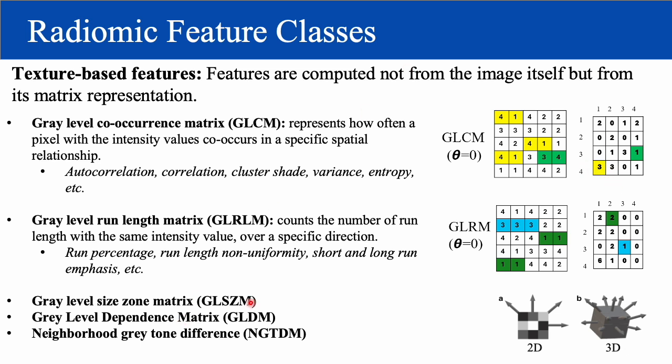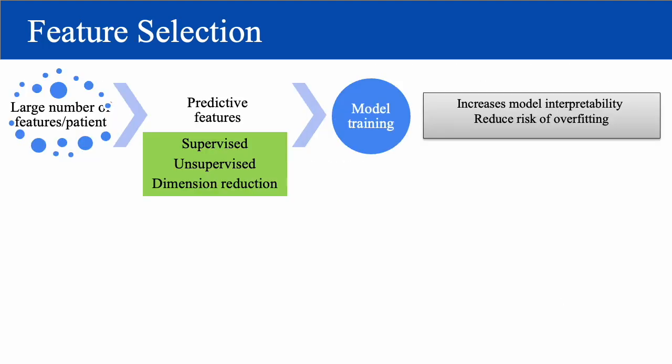GLRLM counts the number of run lengths within the same intensity values over a specific direction. In this image, we have 3 pixels connected at theta equals 0 direction. So our run length equals 1 for this combination. We calculated these for the 2D case, but in radiomics, it is calculated also in 3D. And we have 3 more groups like gray level size zone matrix, GLSZM, gray level dependence matrix, GLDM, and neighborhood gray tone difference matrix, NGTDM.